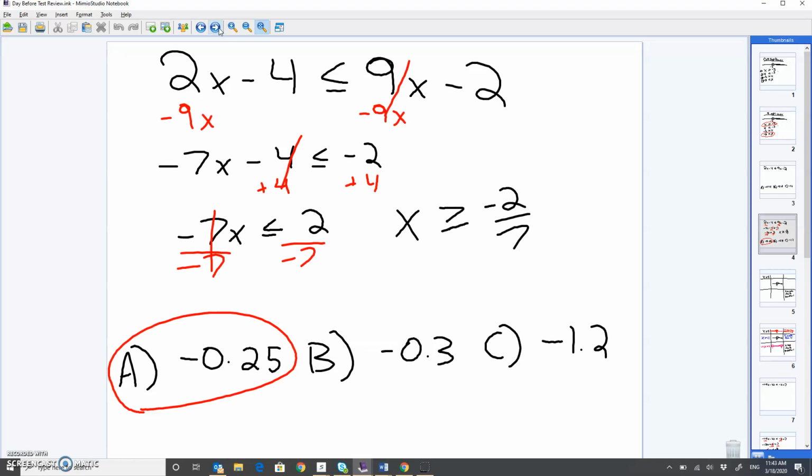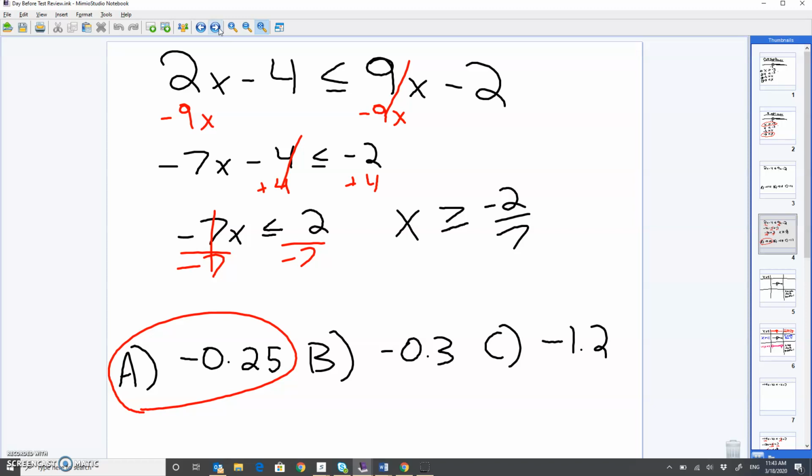To solve this question, you need to gather all of your x's on the same side. So you subtract 9x from both sides, followed by adding 4 to both sides. Finally, the last step is to divide by negative 7. When you divide by negative 7, your inequality sign flips, so your answer reads x is greater than negative 2 over 7. So the only possible answer that is greater than negative 2 over 7 is A, negative 0.25.